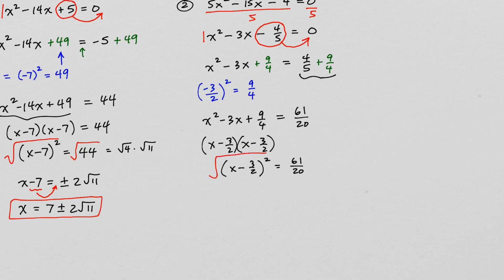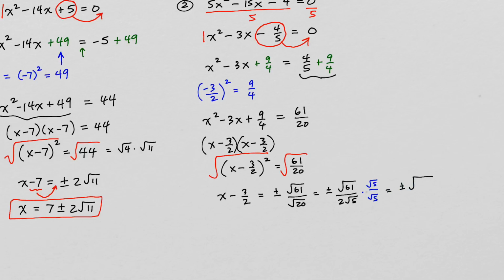Now I'm going to take the square root of both sides. On the left-hand side, we get x minus 3 over 2. On the right-hand side, we get plus or minus the square root of 61 over the square root of 20. Let's do a little simplifying. This is plus or minus the square root of 61 over 2 radical 5. And we're going to multiply by radical 5 over radical 5, which is going to give us plus or minus the square root of 305 over 10.